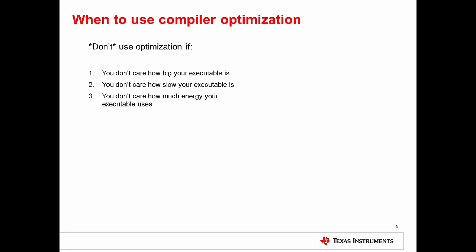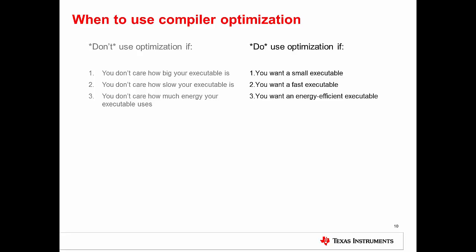Well, don't use optimization if you don't care about your executable, how big it is, how fast it runs, how much energy it burns. Do use optimization if you're trying to do a good job, if you want your executable to be smaller or faster or more energy efficient.